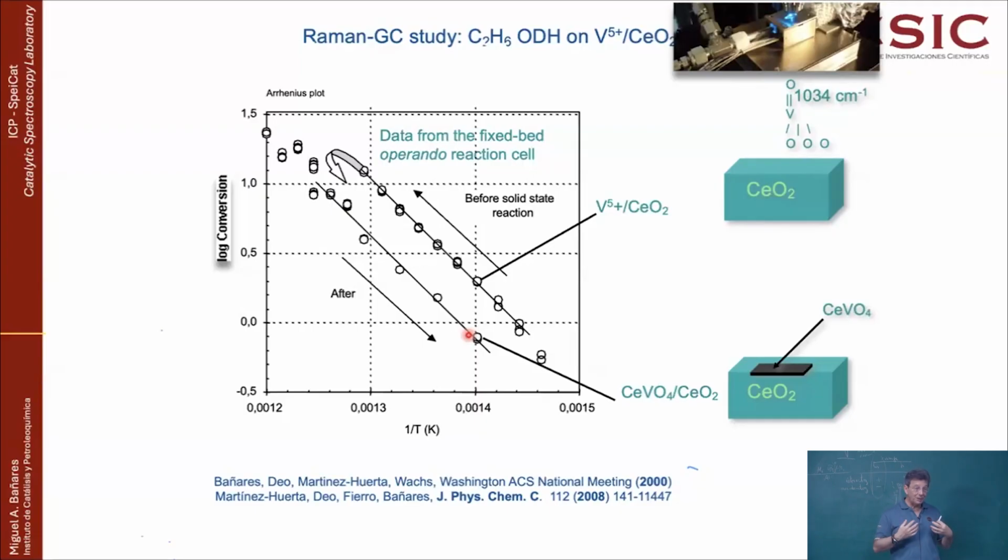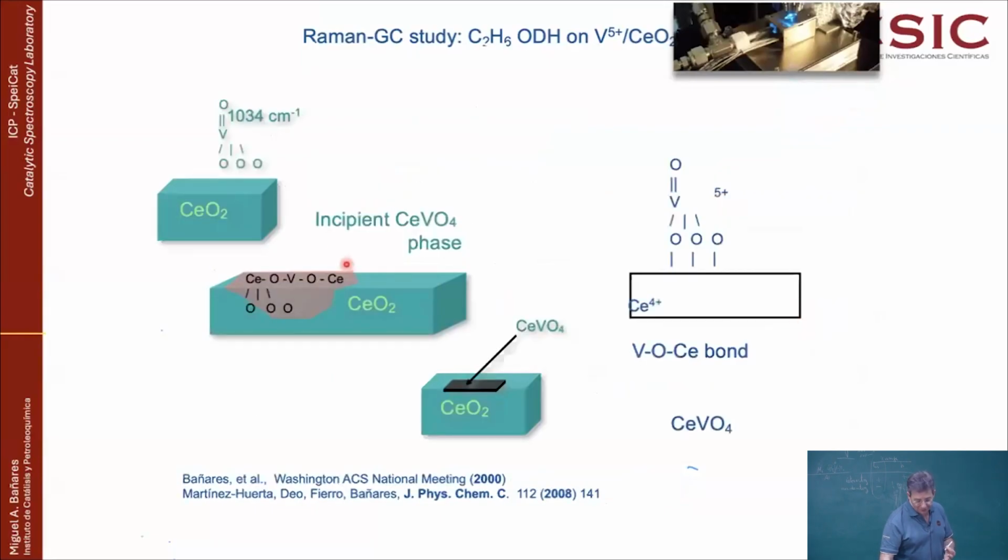The only thing that really changes upon the activation is the pre-exponential factor. You can see it's the same slope, but it's smaller. So the nature of the active site is not changing, but you have a lower number of people doing the job. So we have two clues out of the Arrhenius plot. Nature of the site is not changing, but the number is decreasing. And then there is something that you have on supported vanadium on ceria and on cerium vanadate, which is a common functionality that would account for the job.